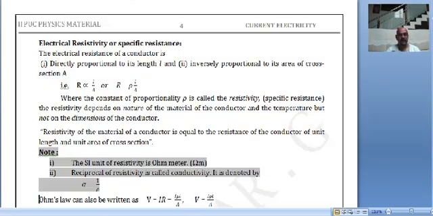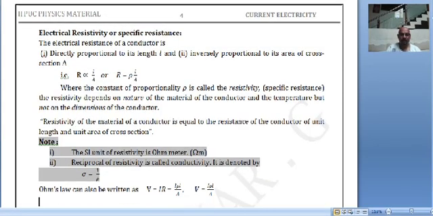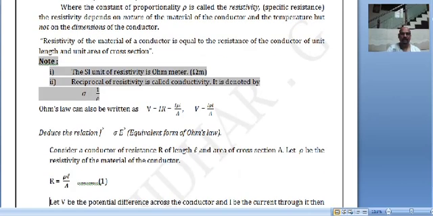Now getting back, Ohm's law can be written as V is equal to IR. I as it is, and in the place of R, rho L by A is written. Therefore V is equal to I rho L divided by A. So that is the other way of writing Ohm's law. Don't worry about it.